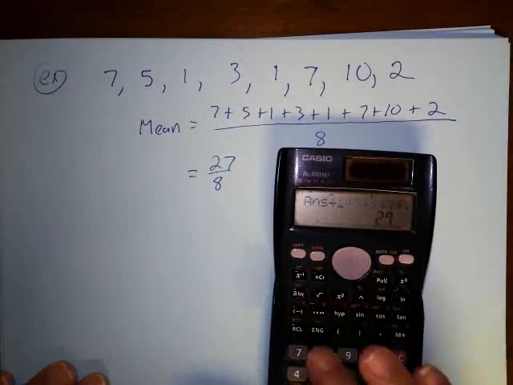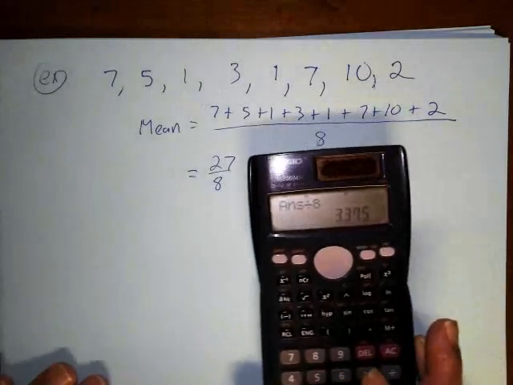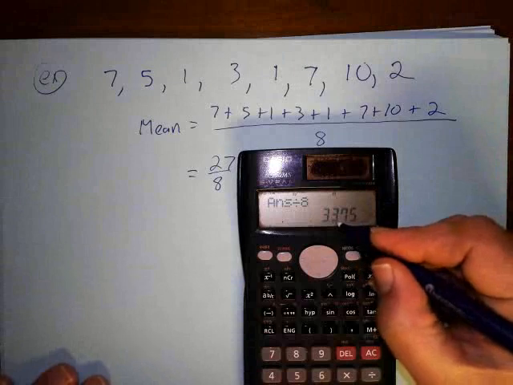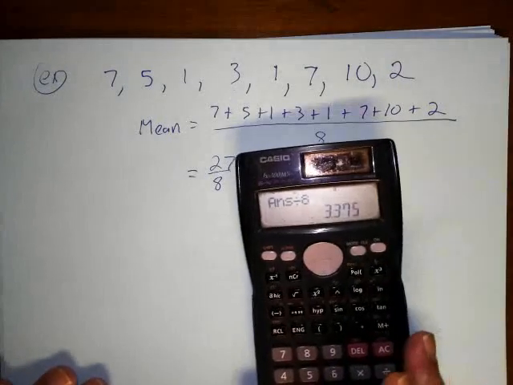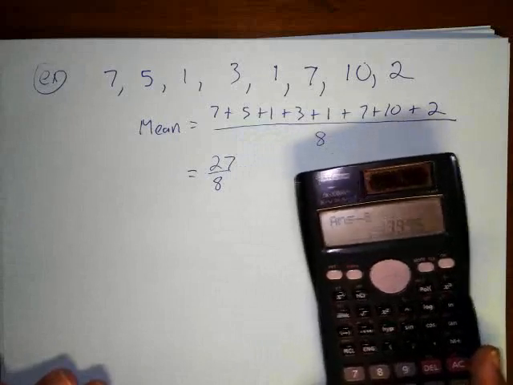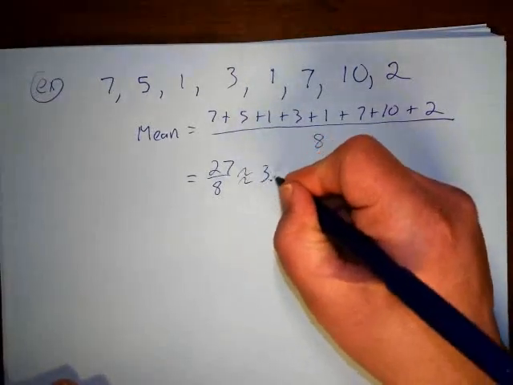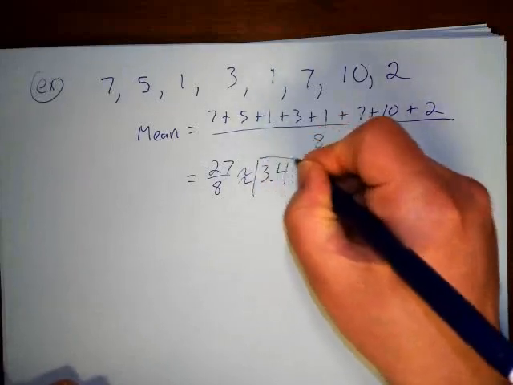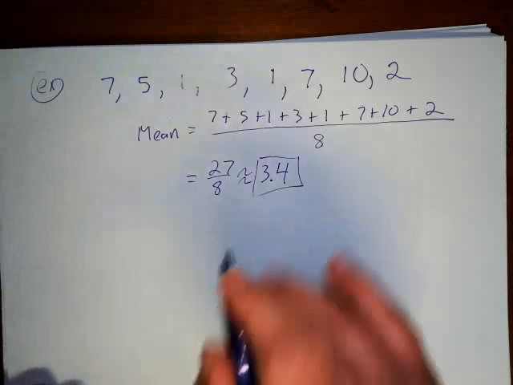And so I'm going to divide the answer by 8. And I get 3.375. So I'm going to take that 3 there. I'm going to round it up to 4 because the 7 there is between 5 and 9. So this is approximately 3.4. So that would be my mean.